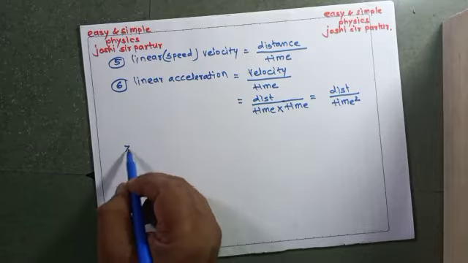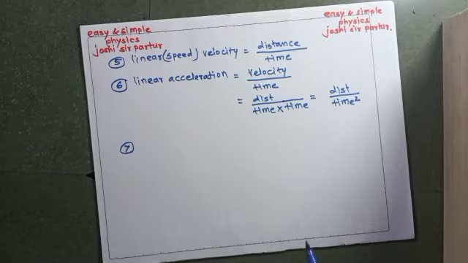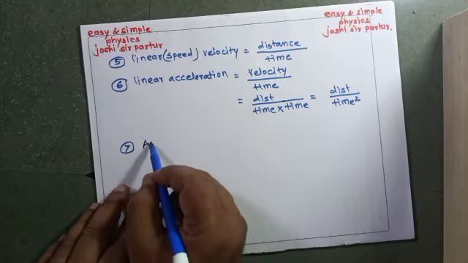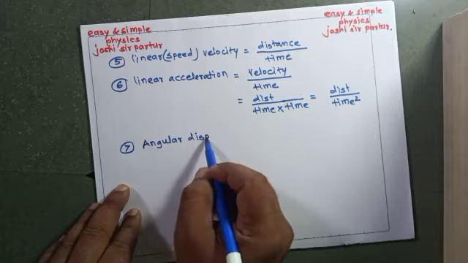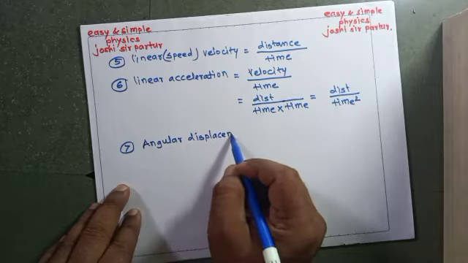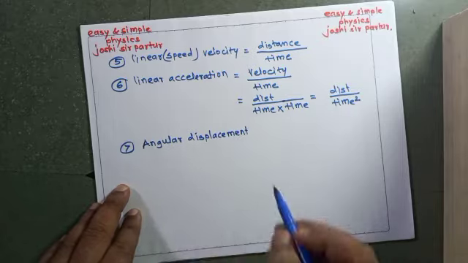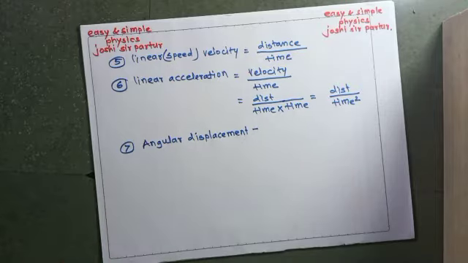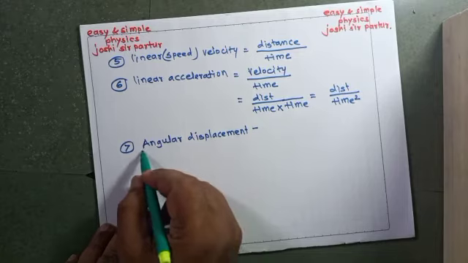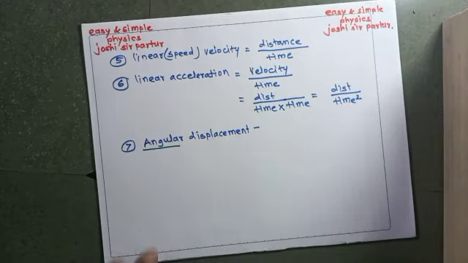Next physical quantity will be angular displacement. See here, in angular displacement, an angle is there. Angle is measured in radian.